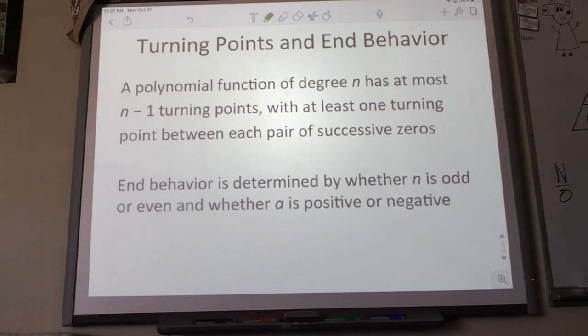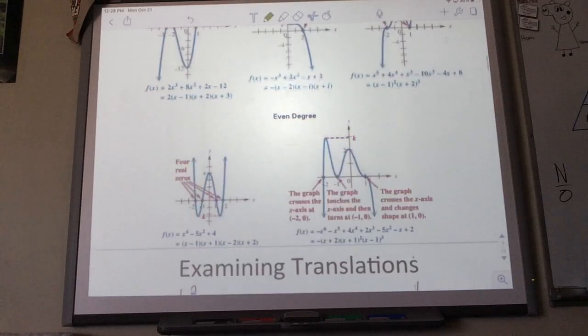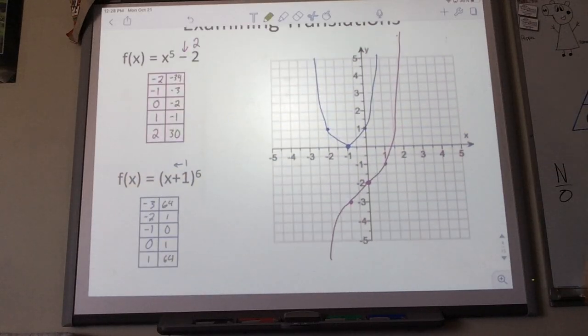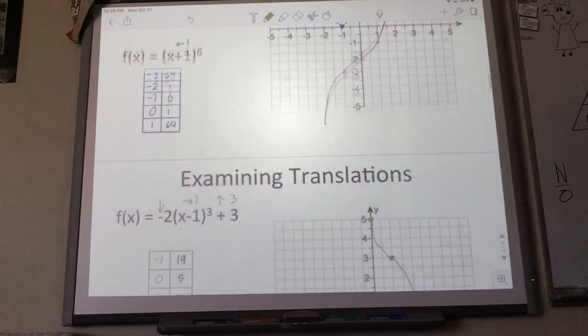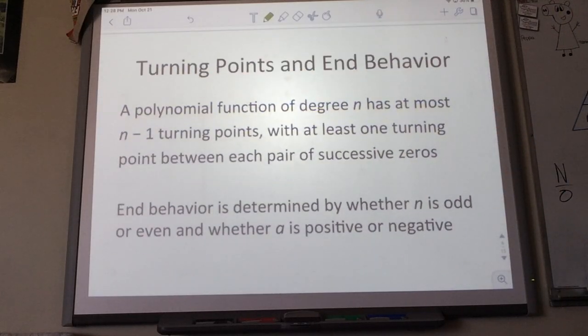Yeah? What's n? N is the degree, so like on this one, n would be 6. Okay. So 5 turning points at most. Didn't have to, because ours only have 1 turning point. But at most it could have 5. So if you continue to go, could it turn more? Like if you, because it goes on infinite, could it turn more? No, at most it's allowed to have 5.